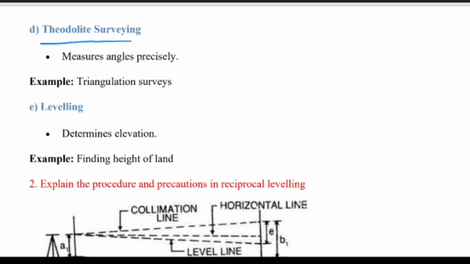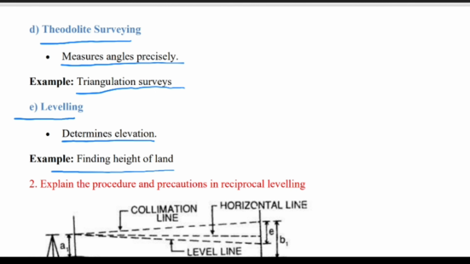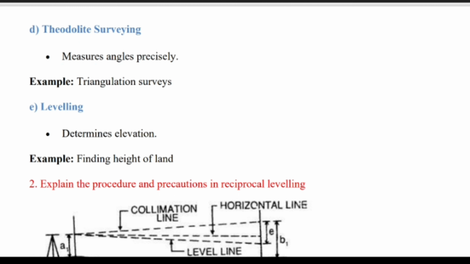Next is theodolite survey. We can measure angles precisely, and we can go for triangulation survey. Next is leveling. In leveling we determine the elevation of the earth, used for finding the height of land.